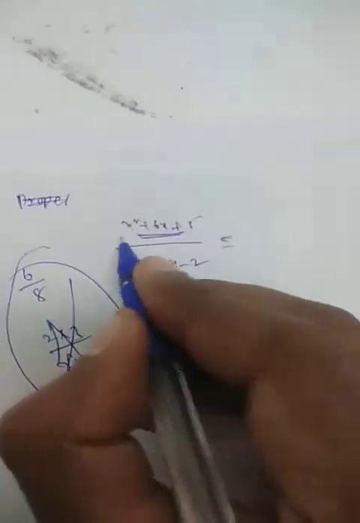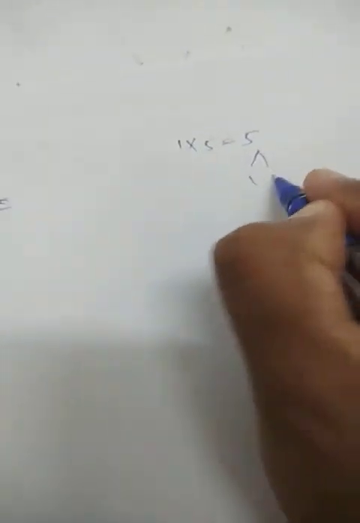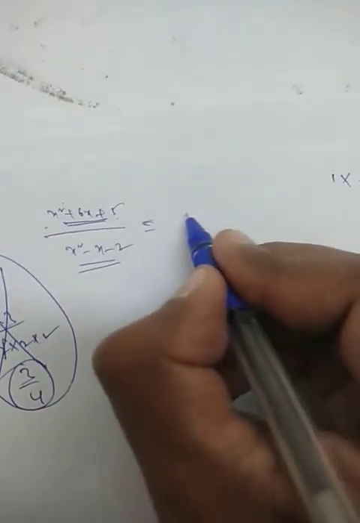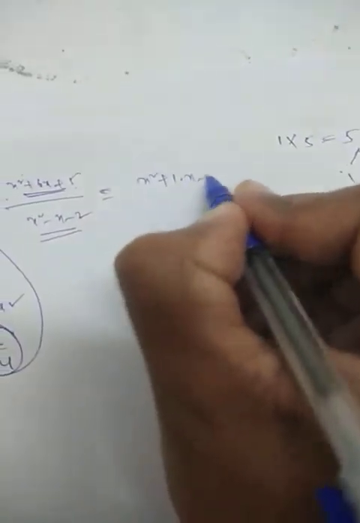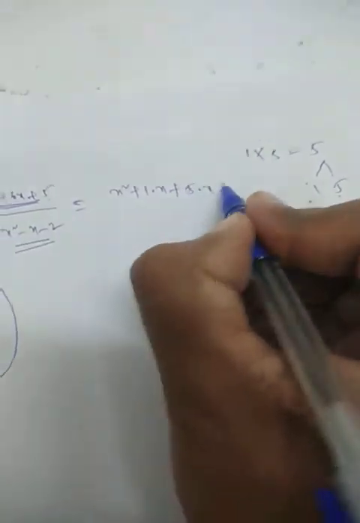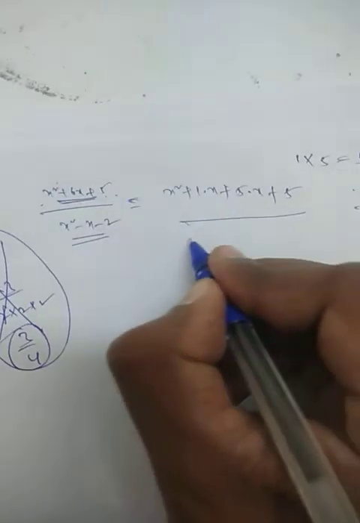So here, what is the coefficient of x square? 1. What is the constant here? 5. 1 into 5 is equal to 5. So here 1 and 5. So how can I write this one? x square plus 1 into x plus 5 into x plus 5. You know about factorization again.